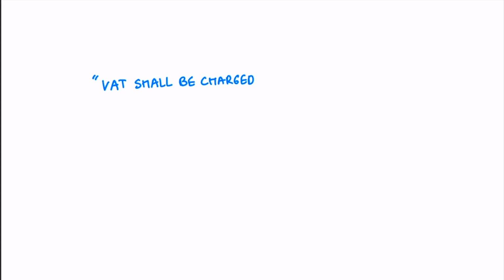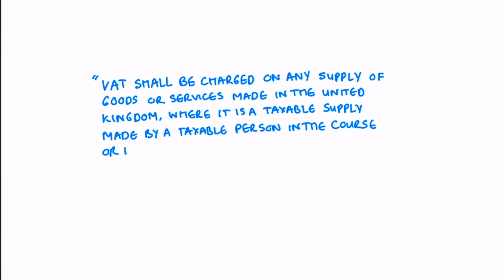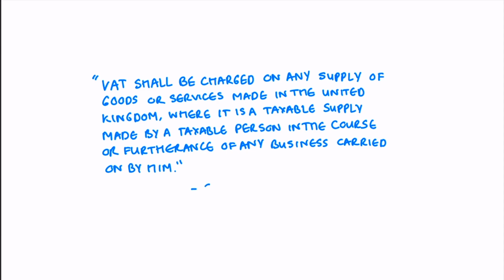Let's begin by looking at when VAT applies. VAT should be charged on any supply of goods or services made in the United Kingdom, where it is a taxable supply made by a taxable person in the course of furtherance of any business carried on by him. That is set out in Section 4, subsection 1 of the VAT Act 1994. Let's explore the individual parts of that definition to understand when VAT applies.